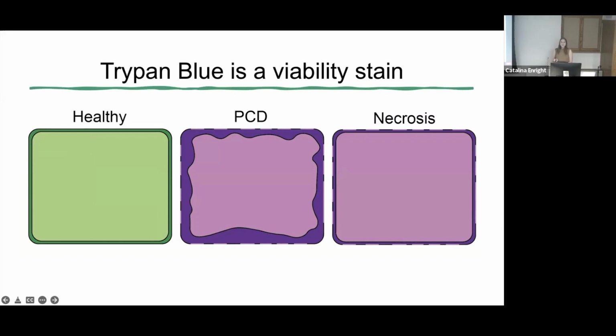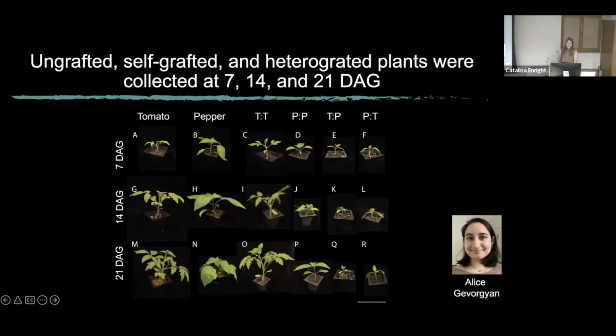So I used a viability stain called trypan blue that can enter into cells with compromised cell walls. So regardless of if it's undergoing programmed cell death or necrosis, the stain is able to enter it. And to do this, my wonderful undergrad Alice and I looked at ungrafted, self-grafted, and heterografted plants at 7, 14, and 21 days after grafting.